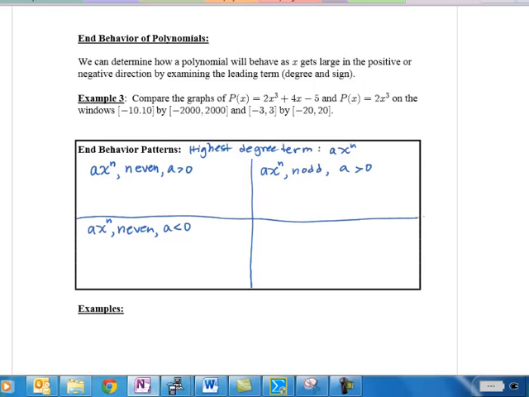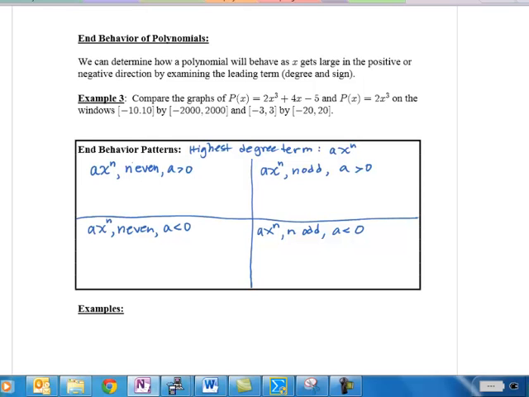And we have ax to the n, where n is odd and a is negative. So the sign of a and the even or odd property of the integer will determine what the end behavior looks like.